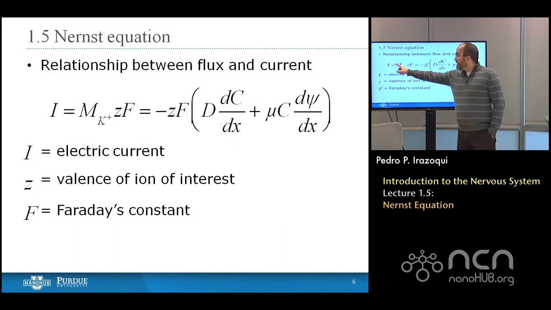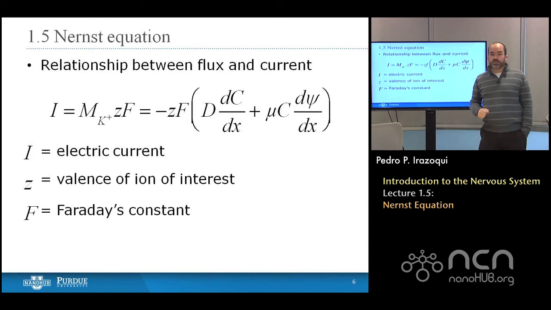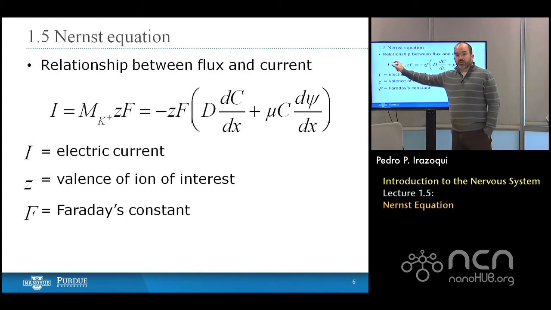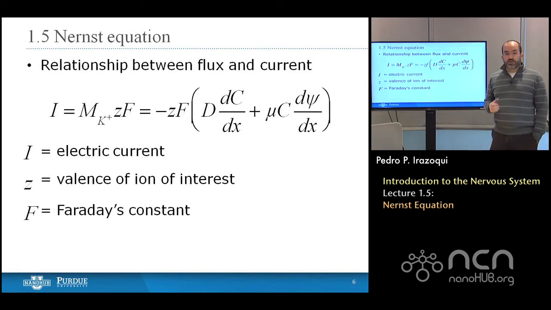Well, the current, I, is equal to the molar flux multiplied times the valence of those ions, Z, multiplied times Faraday's constant. So if you look at the units for molar flux and Faraday's constant, you'll find that they cancel out so that you end up with a number that is in units of coulombs per second. And that's the units for current.